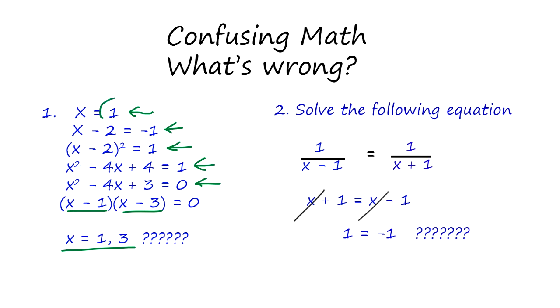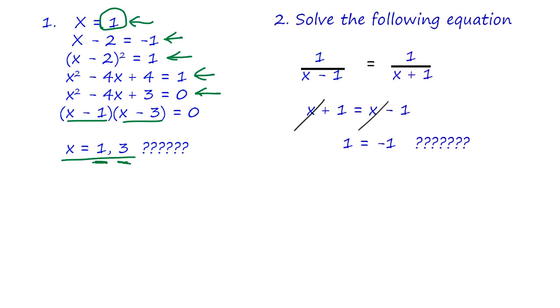Wait a minute. We said x is 1. How come we got x equals 1 and 3? Can you tell? It's strange, isn't it? It's confusing. Okay. The key to this problem is here.